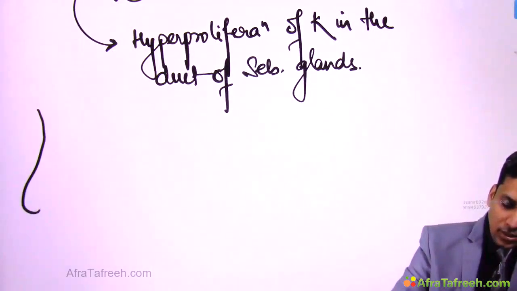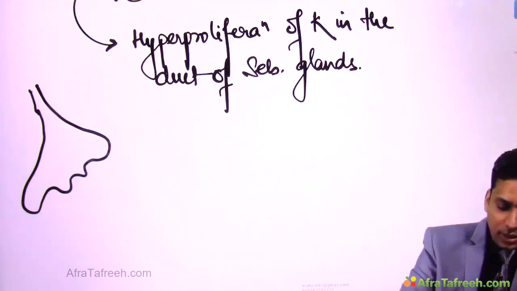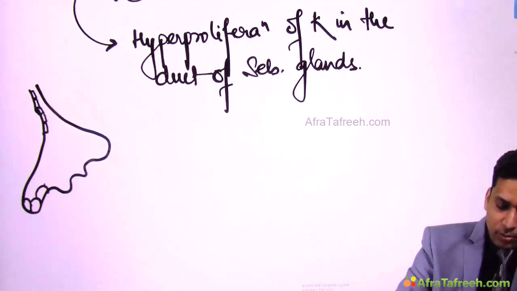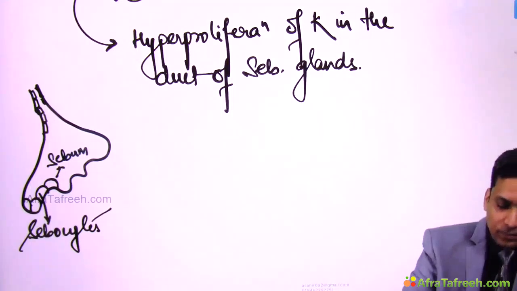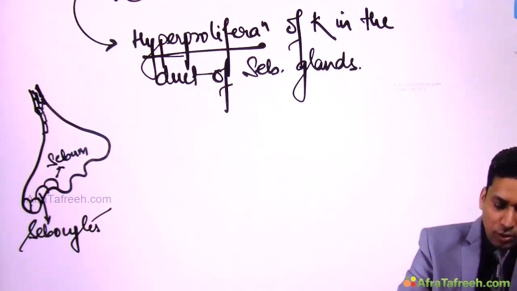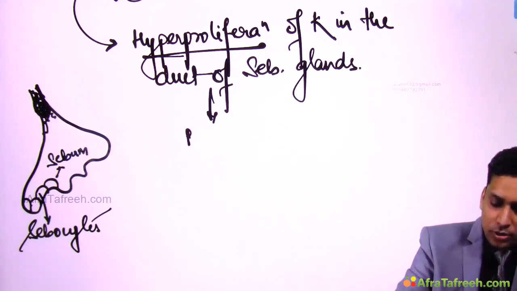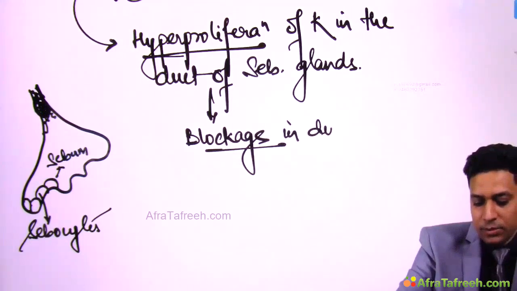Let us consider this is the sebaceous gland. This is the duct of sebaceous gland, and the duct is lined by these keratinocytes. On the inner side you might find sebocytes. Sebocytes, they secrete sebum, while these keratinocytes only line the duct. So what is happening? Hyperproliferation of the keratinocytes. So due to this hyperproliferation, more and more keratinocytes are proliferating, and what will happen? Blockage. So there will be blockage in the duct of sebaceous gland.